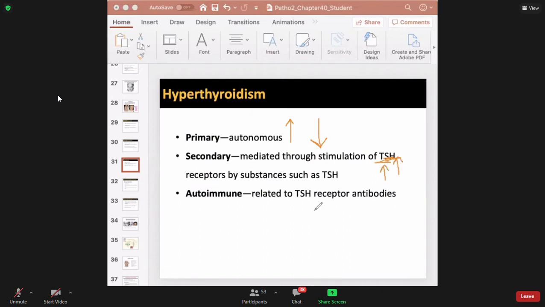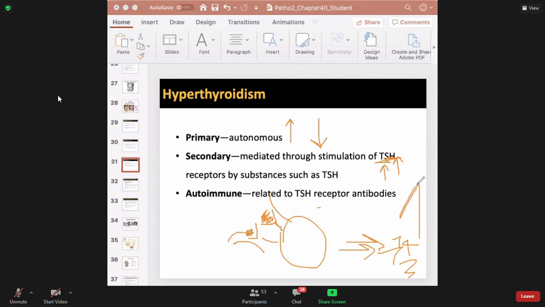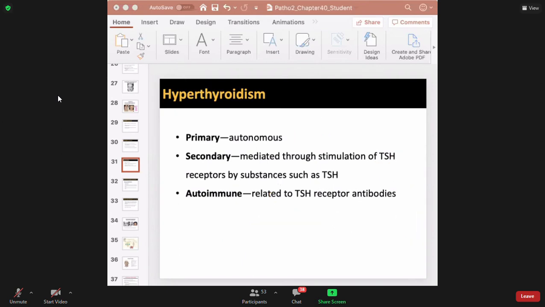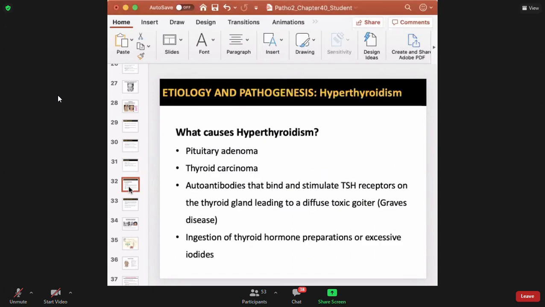And then, of course, if it's autoimmune, like Graves, here's your thyroid, here's your TSH receptor. TSH would normally bind to the receptor, making the gland release the thyroid hormone. But when you've got Graves' disease, basically what ends up happening is you make autoantibodies that bind to the TSH receptor and stimulate it to make thyroid hormone. So you've got TSH plus the autoantibody, and you end up making lots of thyroid hormone. So you go into hyperthyroidism.